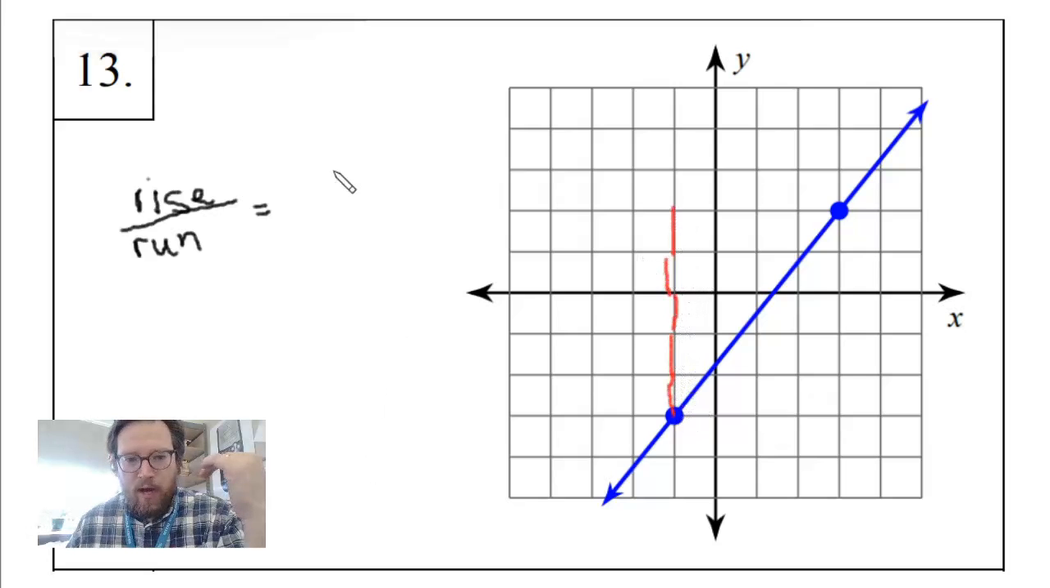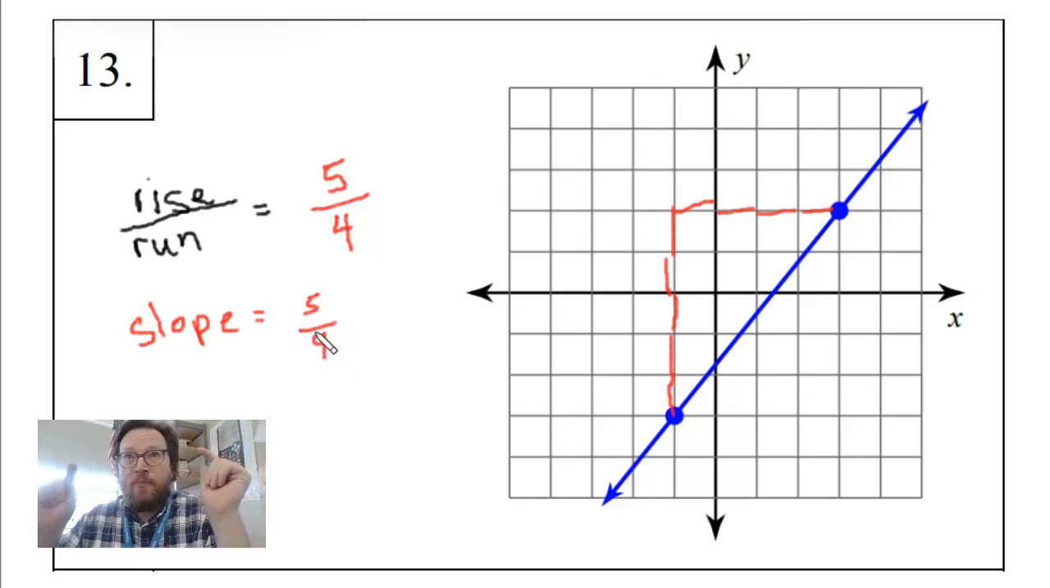So I know that my rise is going to be 5. And then on the x-axis, I go over 1, 2, 3, 4. So I know that my run is going to be 4. So my slope is going to be 5/4. Slope equals 5/4.